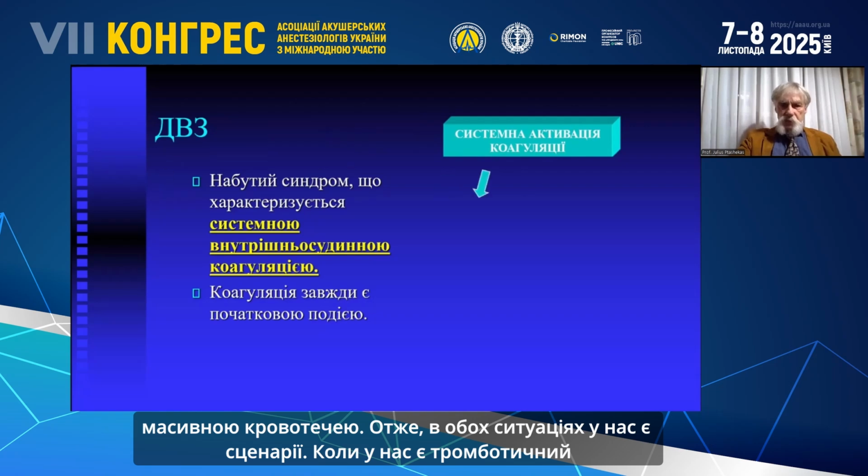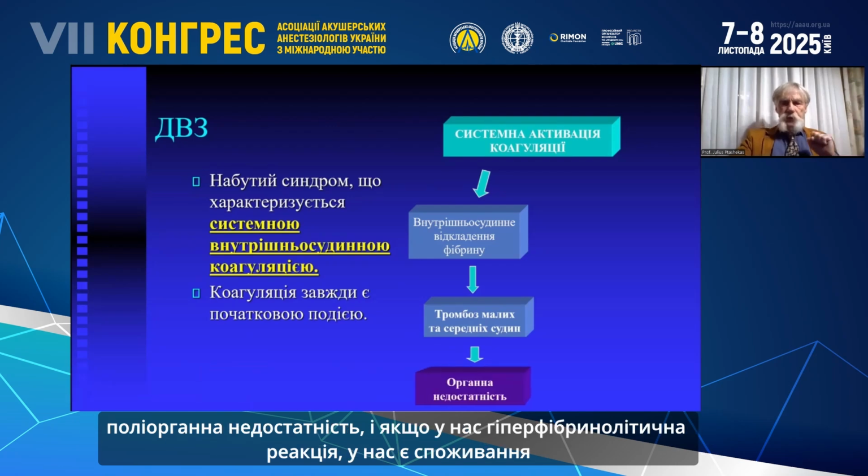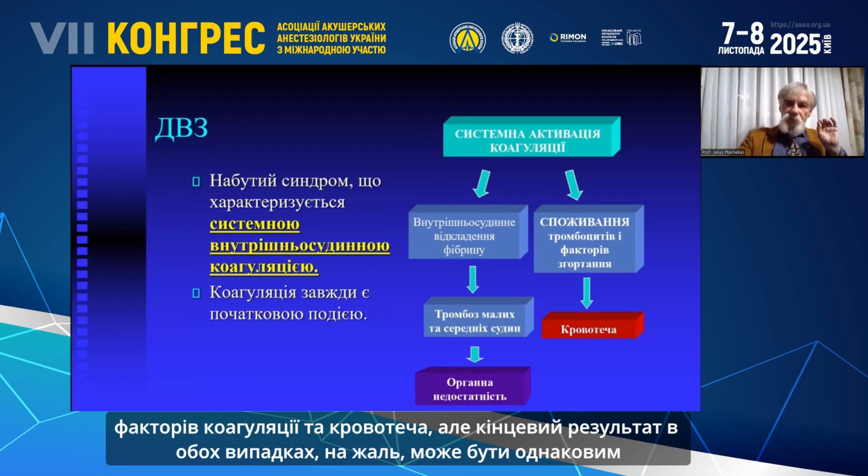So in both situations, we have scenarios. When we have the thrombotic version, thrombotic DIC, you see a lot of fibrin coming up, and then you have thrombosis, and then you have multi-organ failure. And if we have hyperfibrinolytic DIC, we have consumption of coagulation factors, and we have bleeding, but the final outcome in both cases might be, unfortunately, the same.